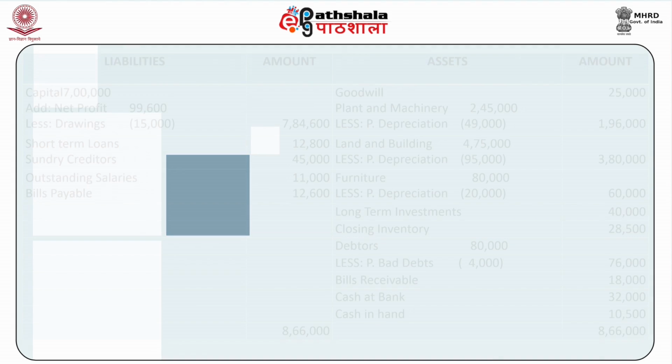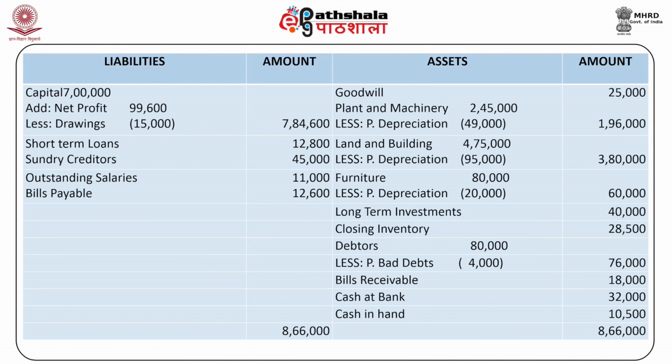Solution. In the books of Evershine Enterprises, look at the liabilities. We start with a capital of 7 lakhs, add net profit of 99,600. From this, deduct drawings of 15,000. So you get the balance of 7,84,600. Short-term loans 12,800. Sundry creditors 45,000. Outstanding salaries 11,000. Bills payable 12,600. And the total of this is 8,66,000.